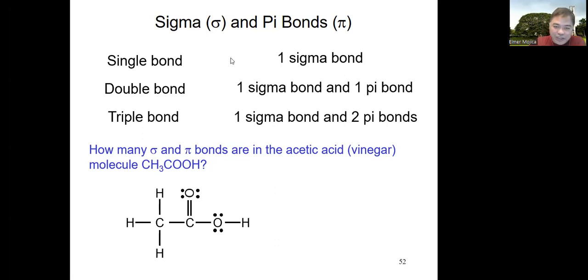structure. Okay, so based on this, we can count all the sigma in the single bond. So there's six of them. 1, 2, 3, 4. Okay. And then in a double bond, you have what? 1 sigma. So meron kang 7 sigma bond. And pi bond, meron kang double bond. So you have 1. Okay?